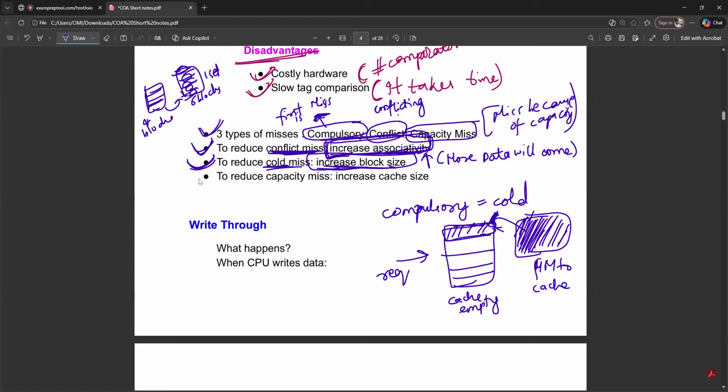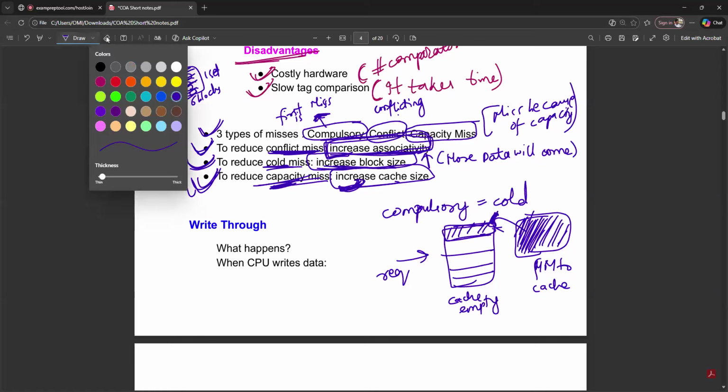Fewer compulsory misses. To reduce capacity misses, you have to increase the cache size, nothing else. You have to increase the total size. So this is one important point. Please take care of this. Got it? Now moving to the next point.